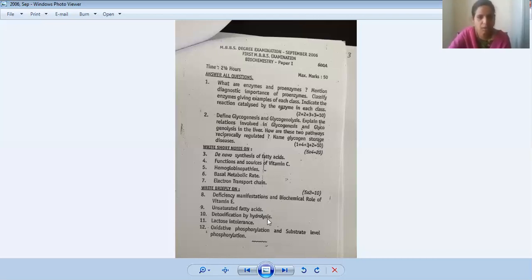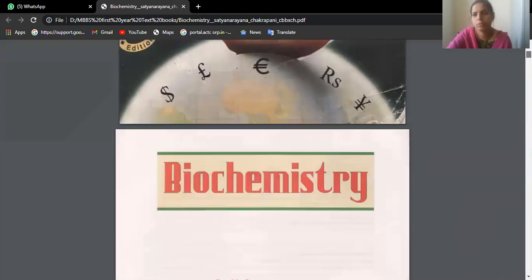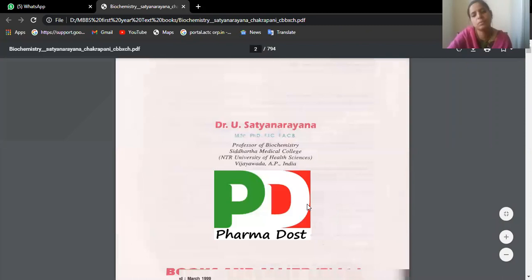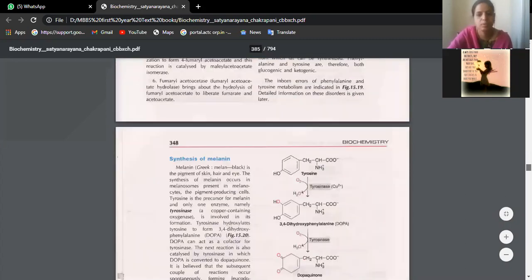Then detoxification by hydrolysis. Actually, the word hydrolysis came up when we were doing enzymes, isn't it? Classification. I told you detoxification will involve hydrolysis. I'll show you this in the xenobiotics chapter. You can open that particular page. Metabolism of xenobiotics, detoxification, page 638.